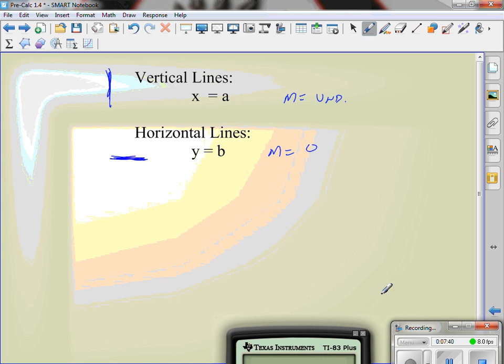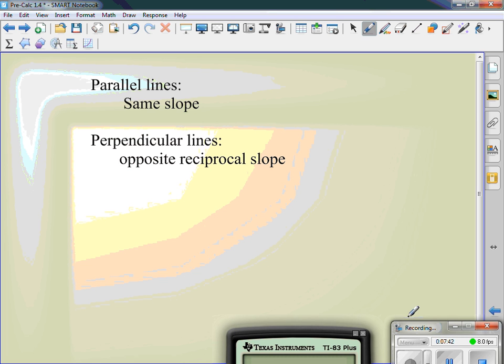All this should be coming back to you. Parallel lines have the same exact slope. Perpendicular lines have the opposite reciprocal slopes. So the slopes are the same for parallel, and for perpendicular it's the reciprocal. So if my slope was a, my parallel slope is a. If my slope was a, the perpendicular slope is negative 1 over a. Any questions here?